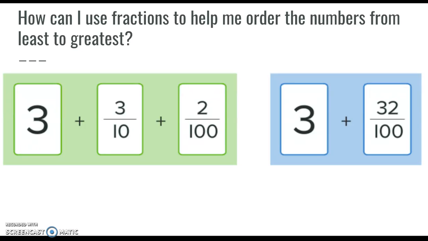We can also use fractions to help us order numbers from least to greatest, and we can do that by changing them to the same denominators and comparing our numerators. But remember, in order to compare them, you have to have the same denominator. And as you can see, we took the 3 and 32/100 and changed that into a fraction, a mixed number, like we did the first time.